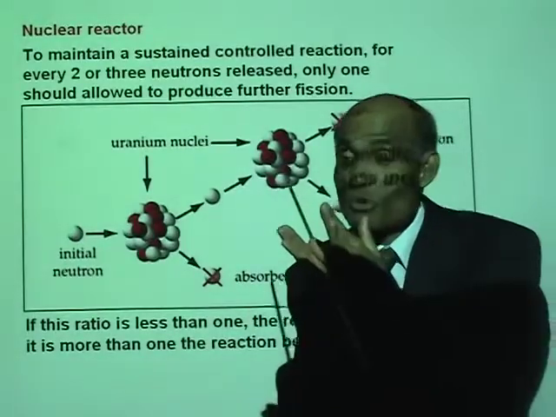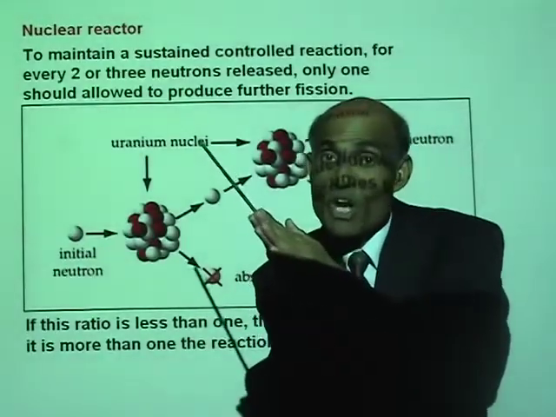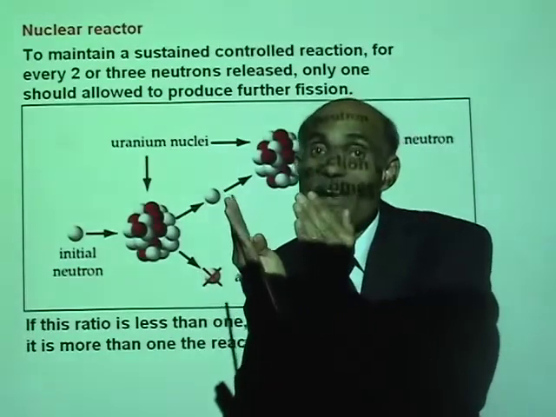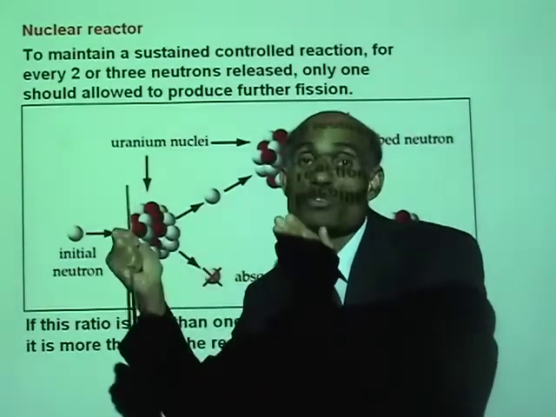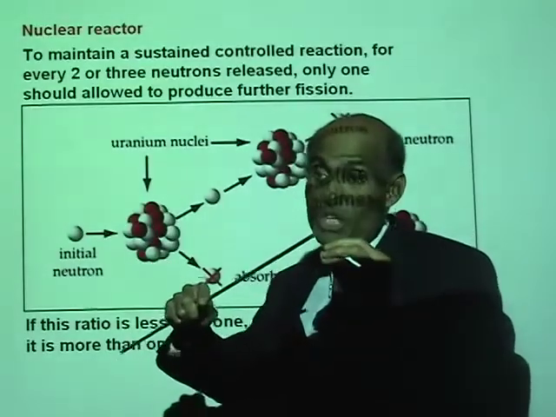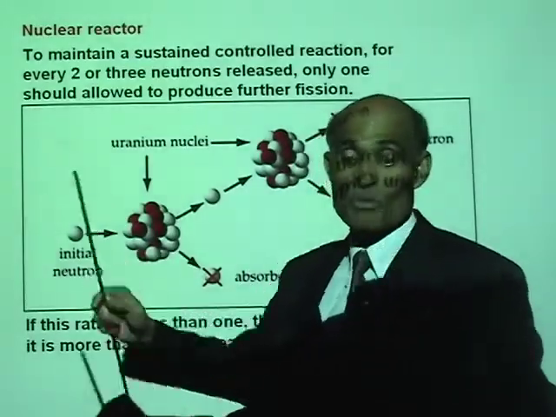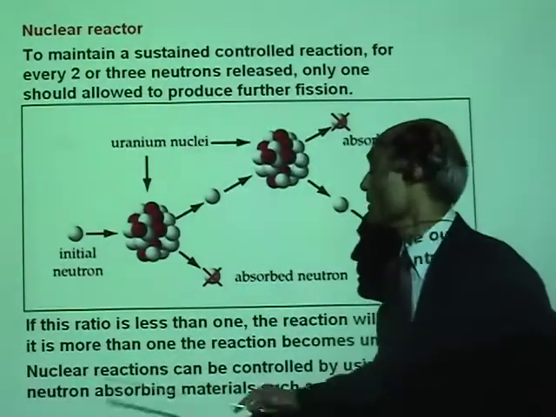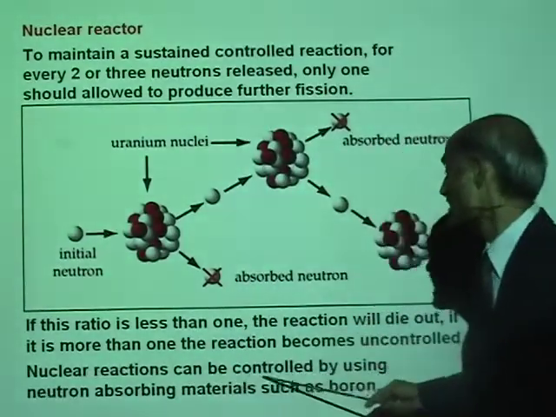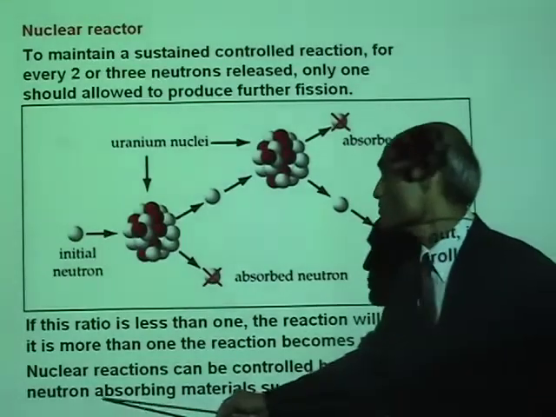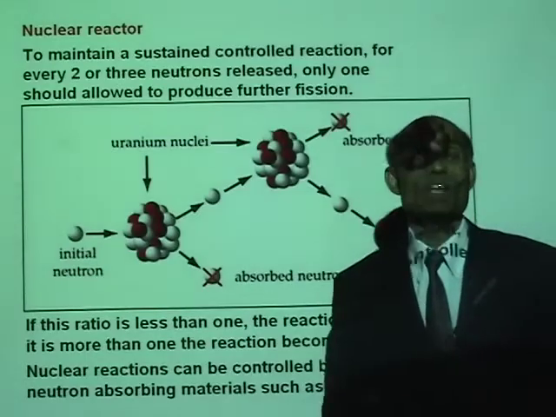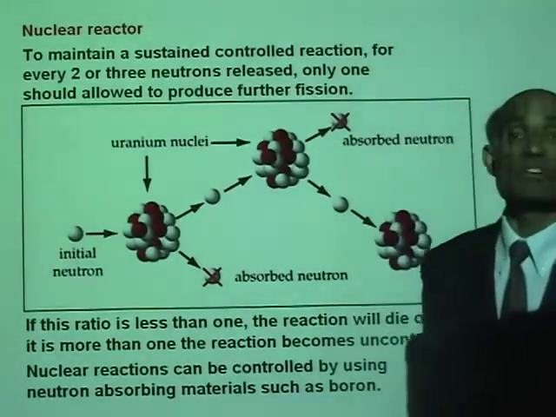So you got to be very careful. You cannot allow the reaction to die down. You cannot allow the reaction to go uncontrolled. So you have a critical path to keep where that ratio is 1. Now, nuclear reactions can be controlled by neutron absorbing materials such as boron that are used in nuclear reactors.